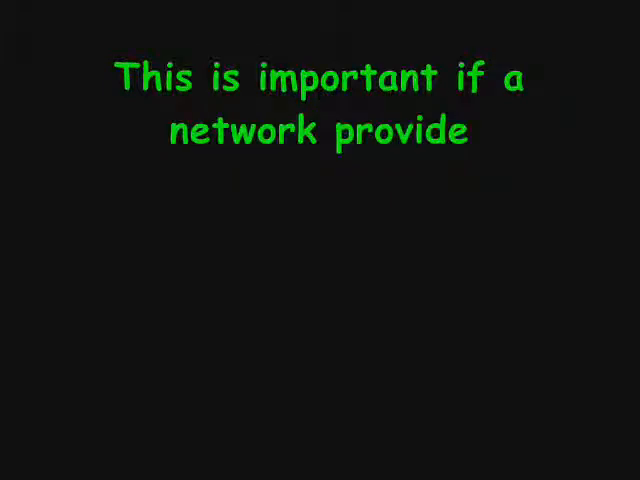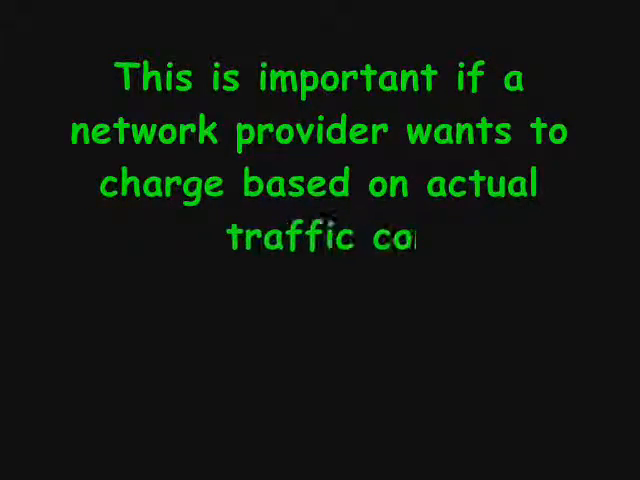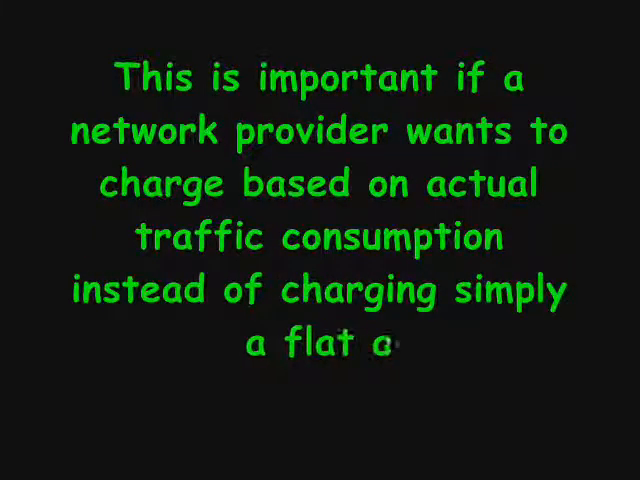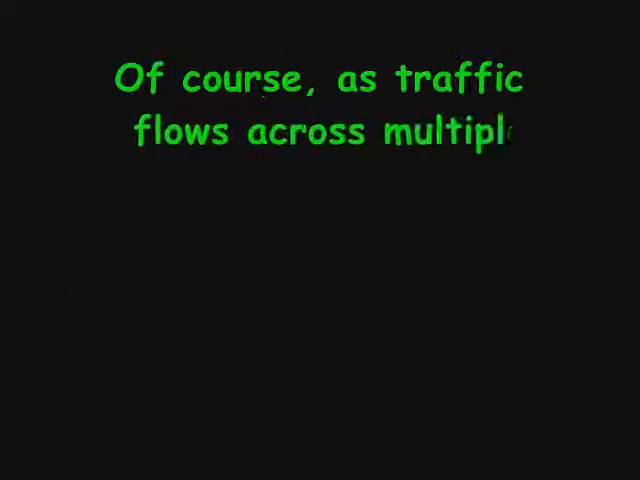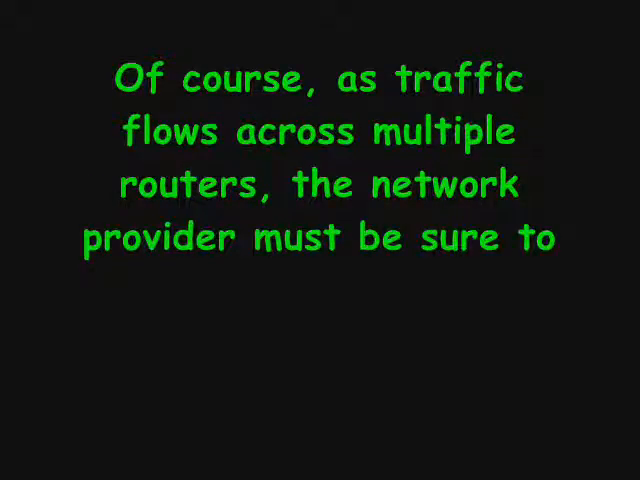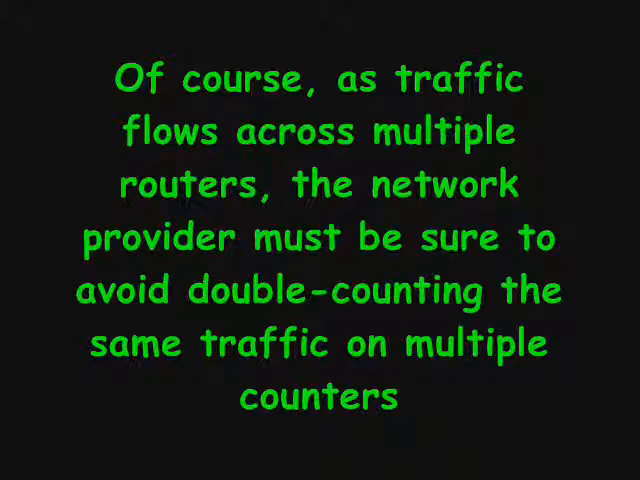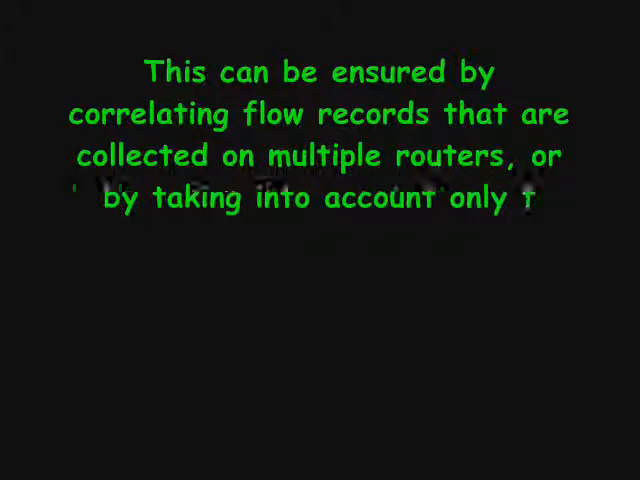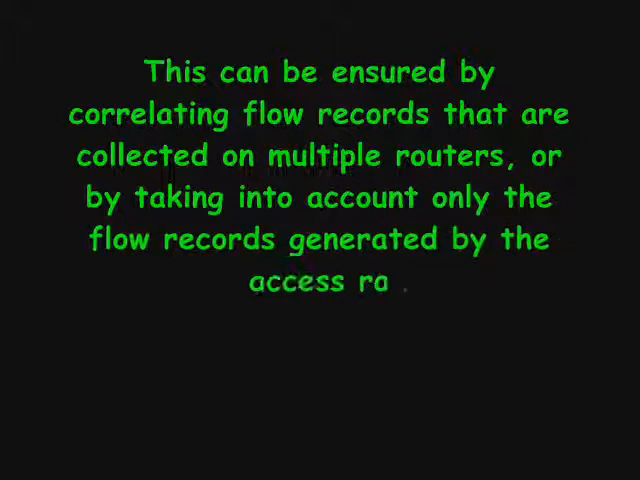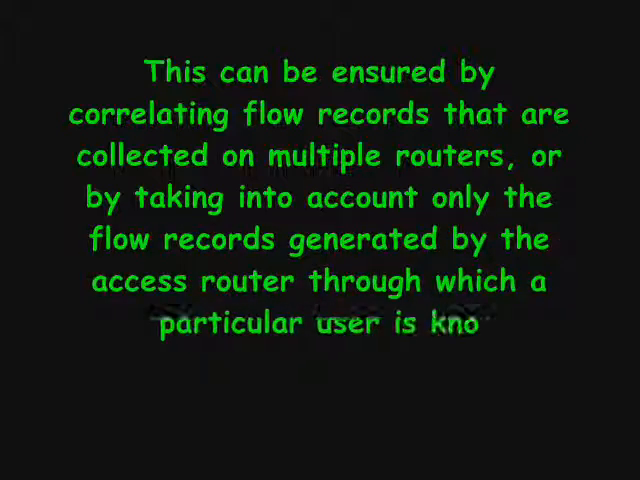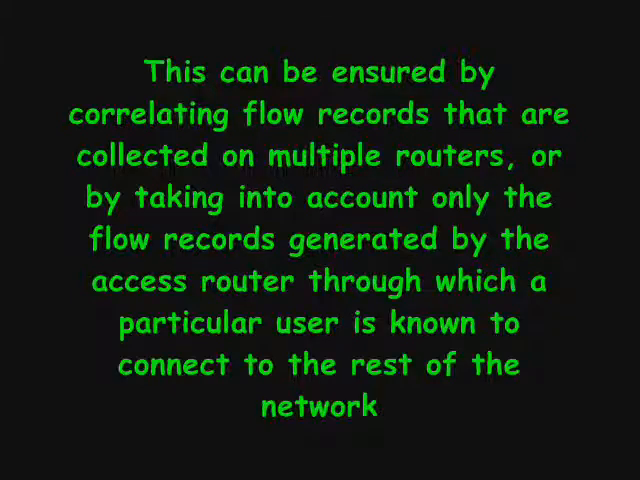This is important if a network provider wants to charge based on actual traffic consumption instead of charging simply a flat access fee. Of course, as traffic flows across multiple routers, the network provider must be sure to avoid double counting the same traffic on multiple counters. This can be ensured by correlating flow records that are collected on multiple routers, or by taking into account only the flow records generated by the access router through which a particular user is known to connect to the rest of the network.